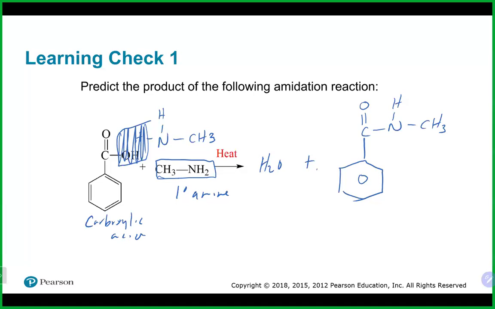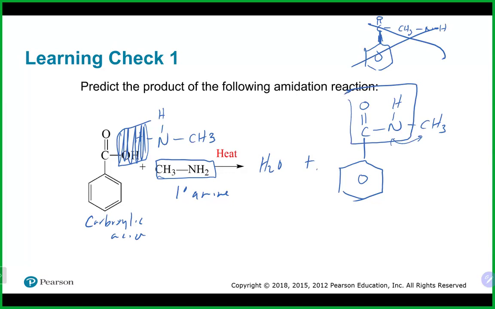Could you put the nitrogen at the end? Are you talking about reversing these? Can you draw it like this? No, you cannot. The connection has to be like this because that is the functional group of an amide. If you put the nitrogen on the other end, you don't really have that amide bond. So that has to always be the connection.